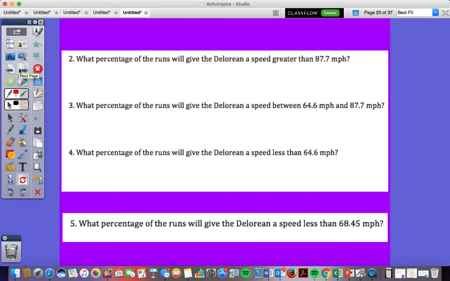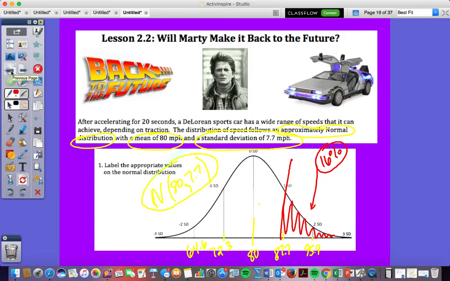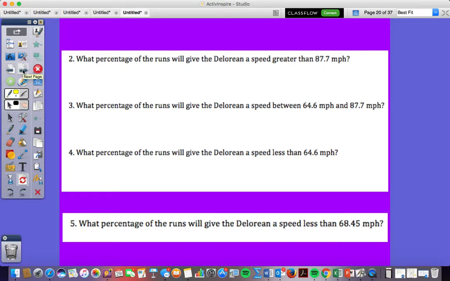This is where it starts getting a little tough. What percentage of the runs will give the DeLorean a speed between 64.6 and 80? What does it say? 87.7. Okay, Claudia? 81.5. Good, 81.5. I think we already did this, didn't we? Because what we did here is we said that this was 68%, and we add this right here, so the part shaded is what is in yellow, and we would say that it would be 81.5. Okay, so here's what I want to do. We know this is the answer, right?